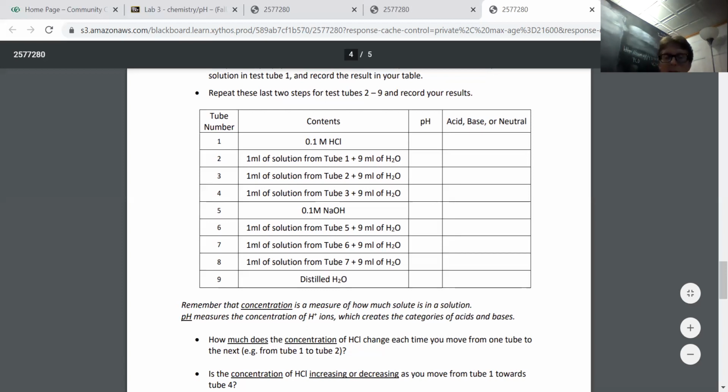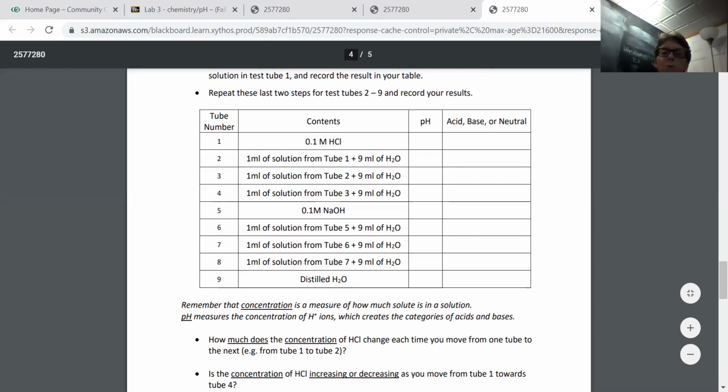Then in our other set of test tubes, we're going to start out with a stock solution of a concentrated base, which is 0.1 molar sodium hydroxide. And that has a starting pH of 13. It's a very alkaline solution. So now we're going to dilute that tenfold.